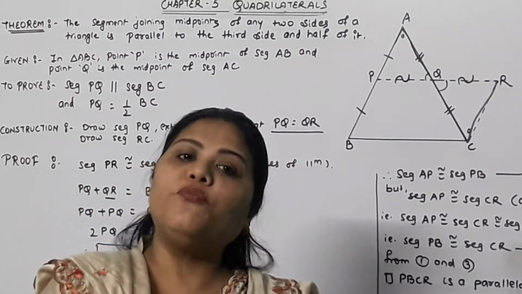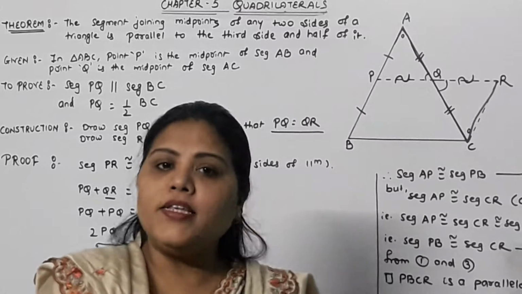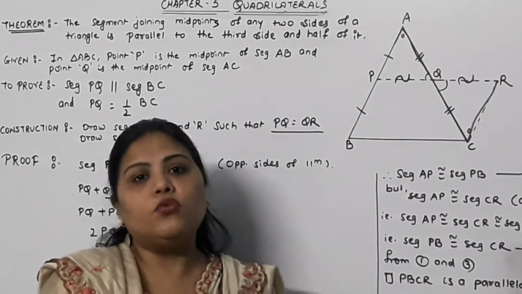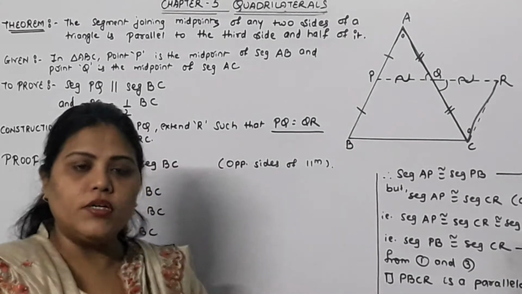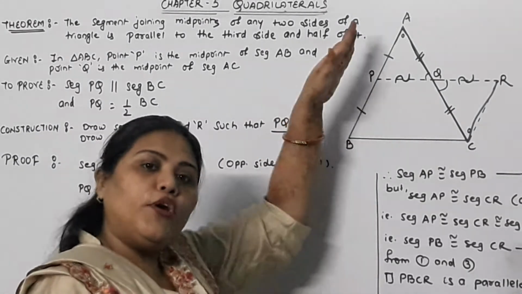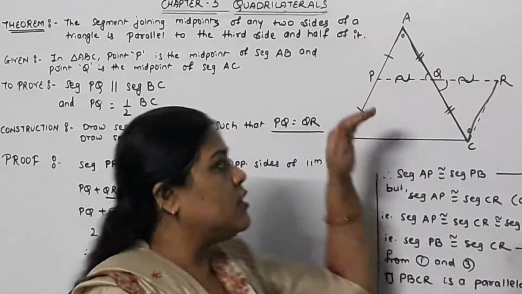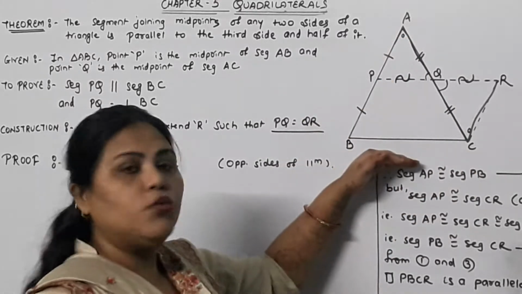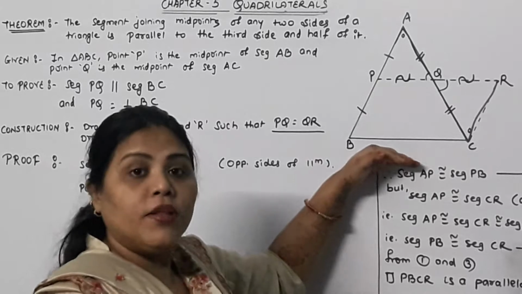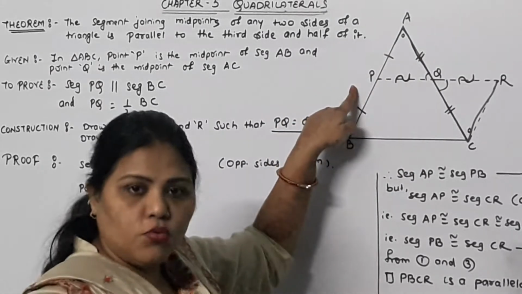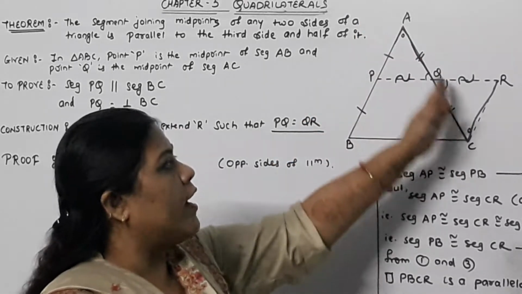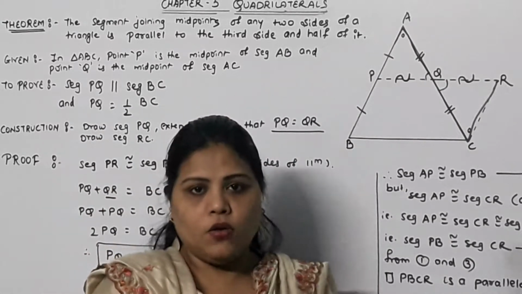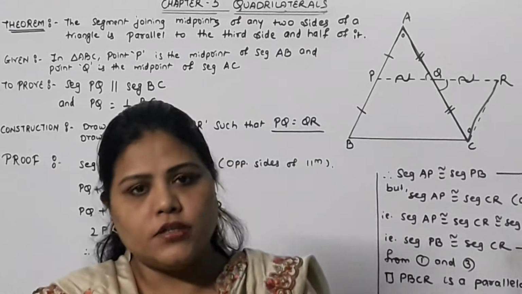What is it? The converse of the midpoint theorem says that if a line segment is drawn through the midpoint of any one side, and it is parallel to the third side or the other side, then this line segment passing through the midpoint divides the other side or the third side into two equal parts, or it bisects the third side. Okay, this we will see in detail in our interactive session.